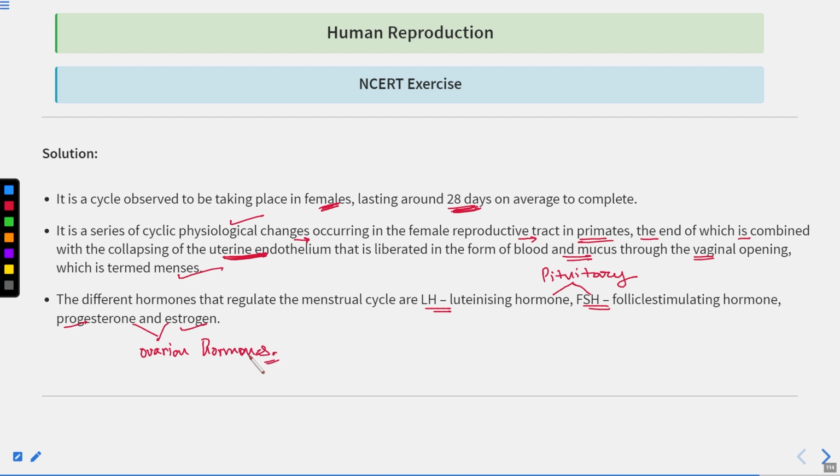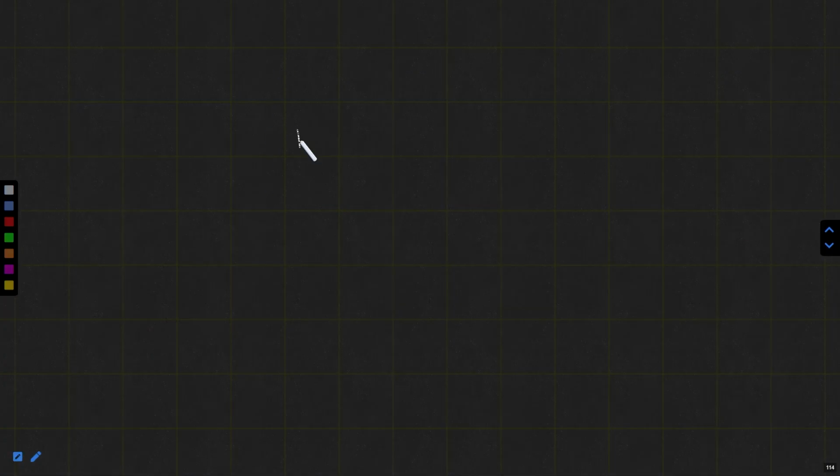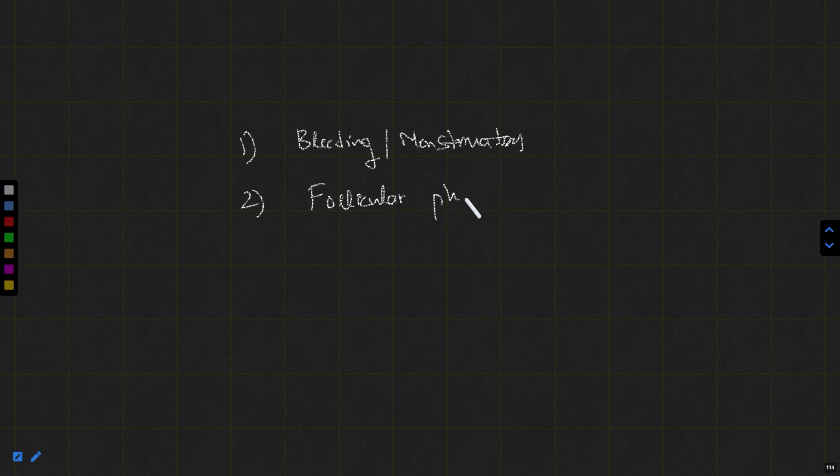All right, this is clear. And you should know what are the phases of the menstrual cycle. So, first is the bleeding phase or the menstruation phase. All right, next is which phase? Next is the proliferative or the follicular phase. Okay, here what happens? There is the shedding of the endometrium.